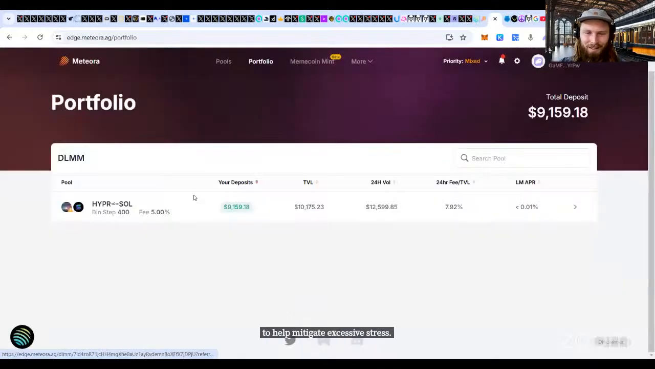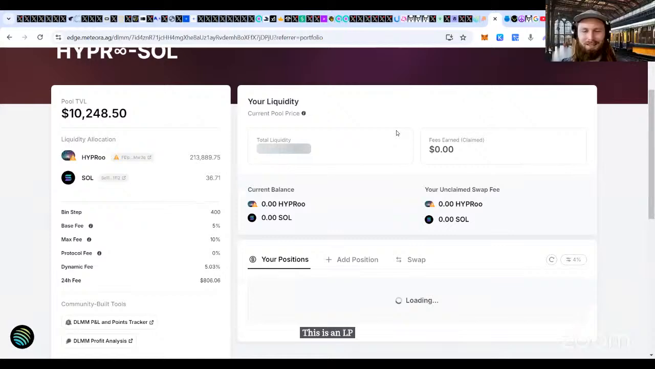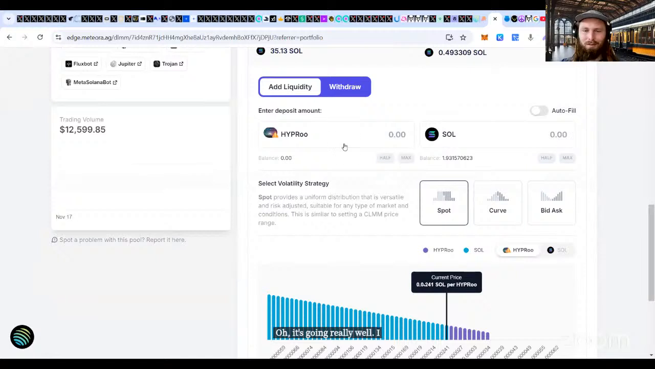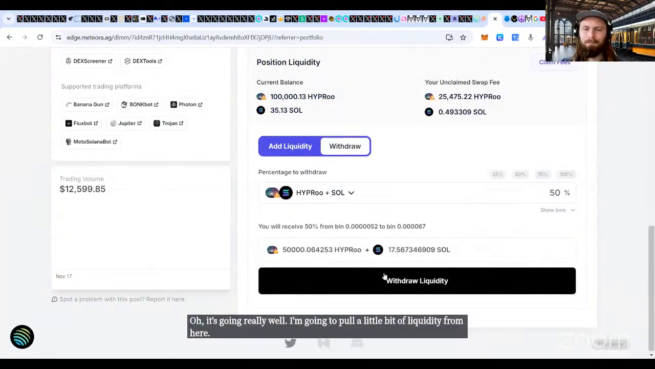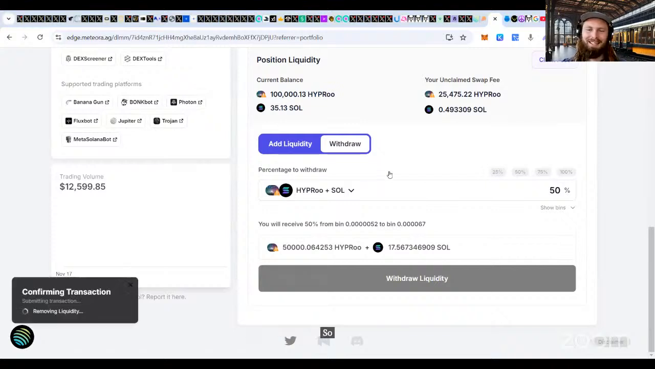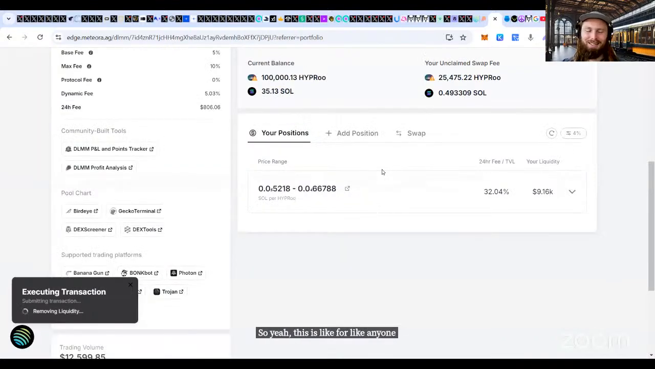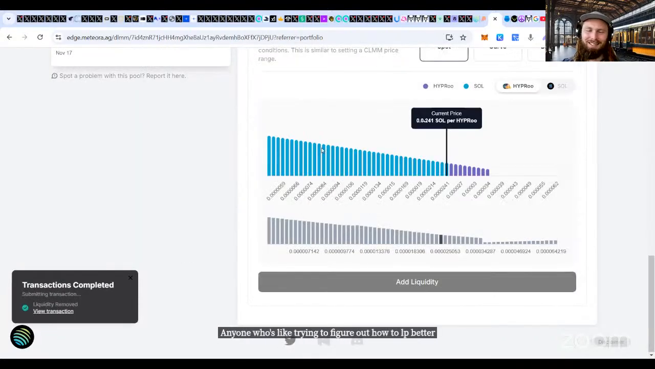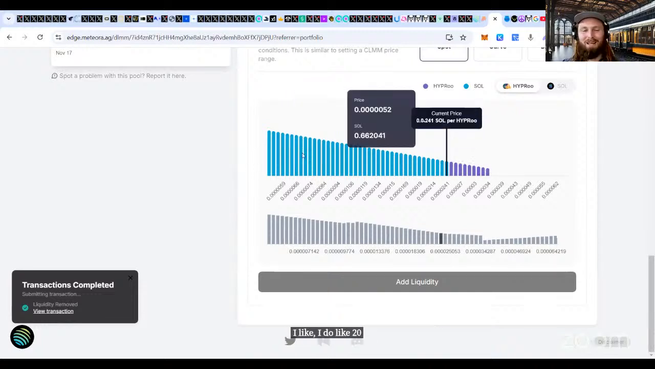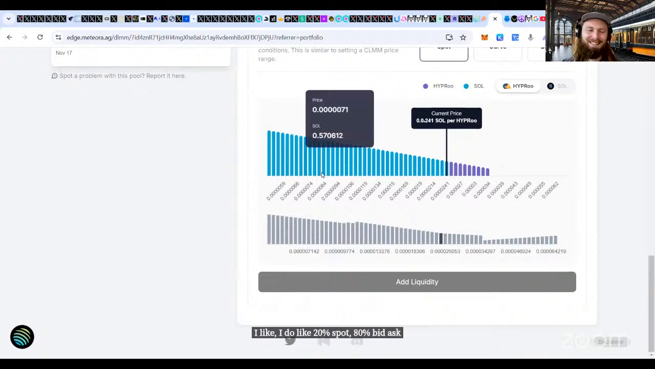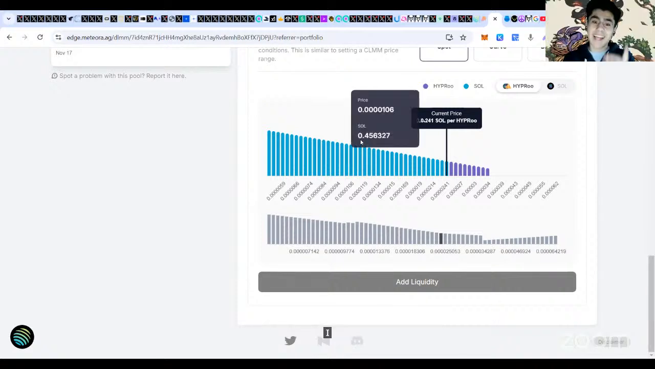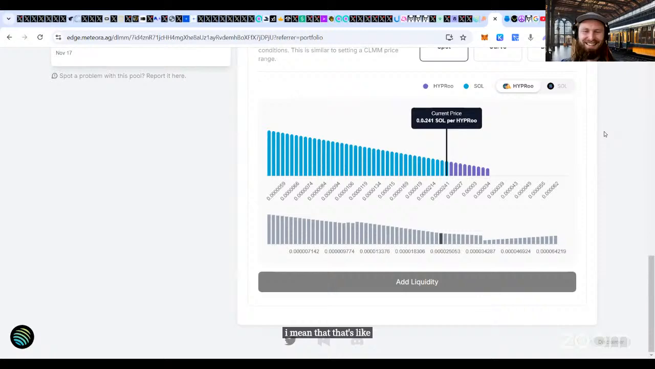So this is an LP that I had going a little while ago, and I'm just going to pull some. Oh, it's going really well. I'm going to pull a little bit of liquidity from here and just put it into this other position. So for anyone who's trying to figure out how to LP better, this is all you need. I do 20% spot, 80% bid ask, and I just go to sleep and come back the next day. Oh cool, more money. That's literally the safest way to print money.